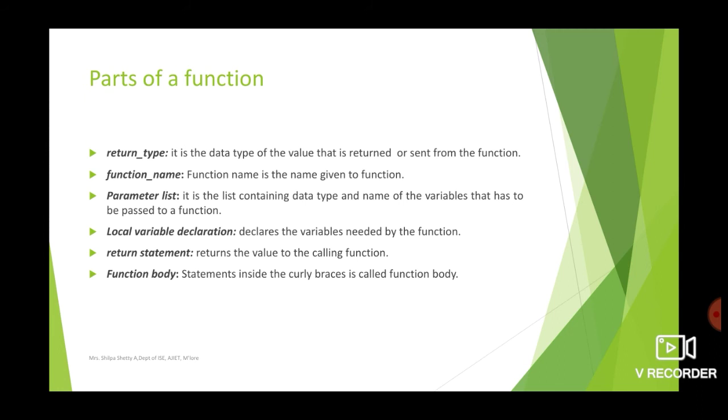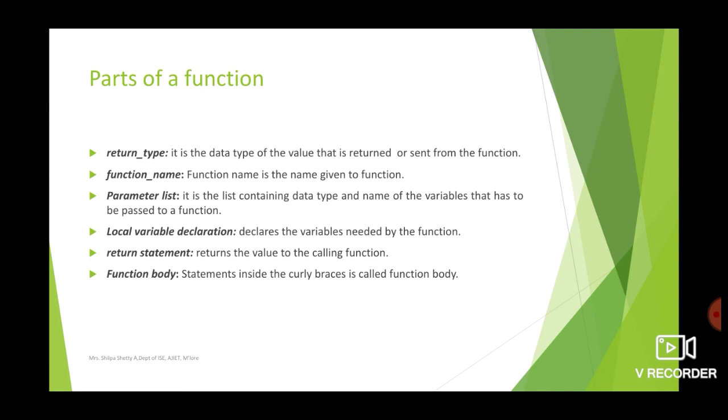Now it is already known. The first one is return type. It is the data type of the value that is returned or sent from the function. The value's data type is the return type. Following that, we wrote the function name. Function name is the name that you give to the function. If you are adding two numbers, you can give the function name as add. If you are dividing two numbers, you can give the function name as divide, likewise. So any name you can give. Suppose you have written a function to find the average of two numbers, then you can name the function as average.